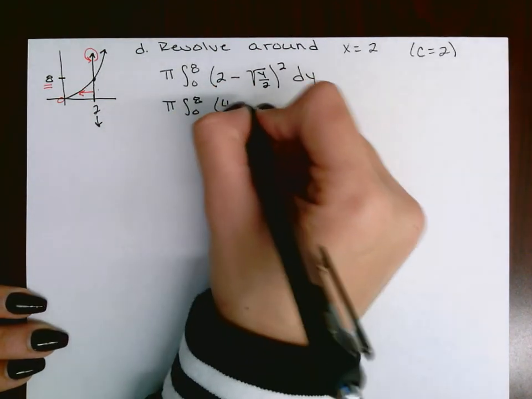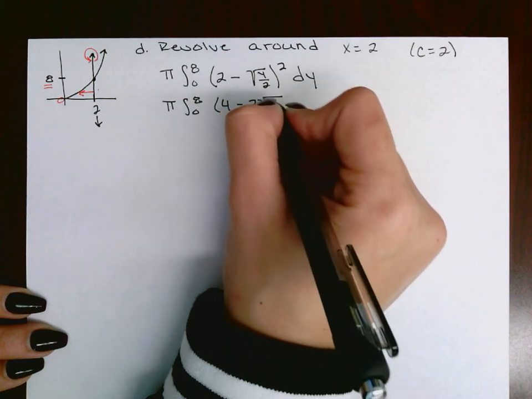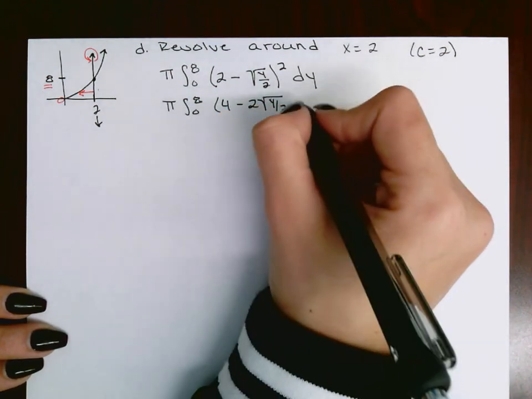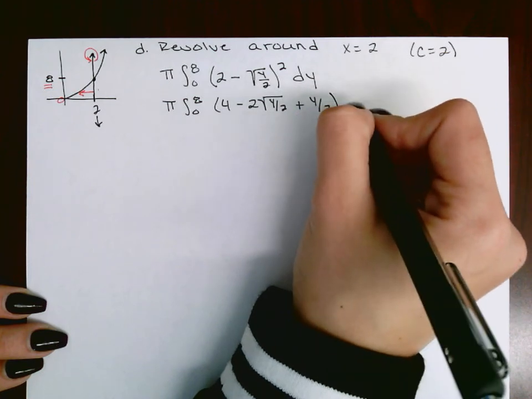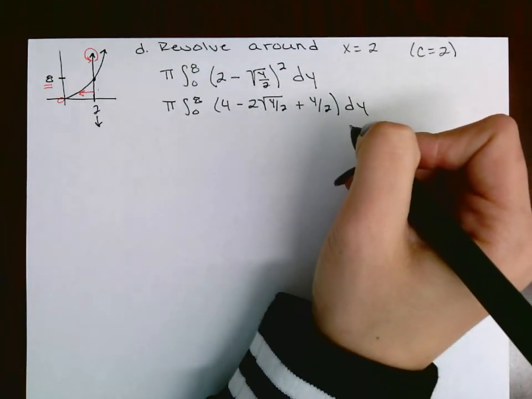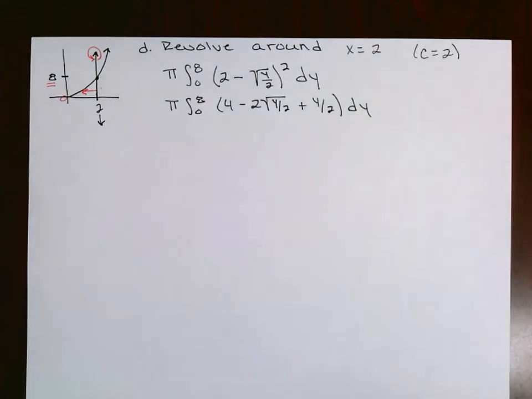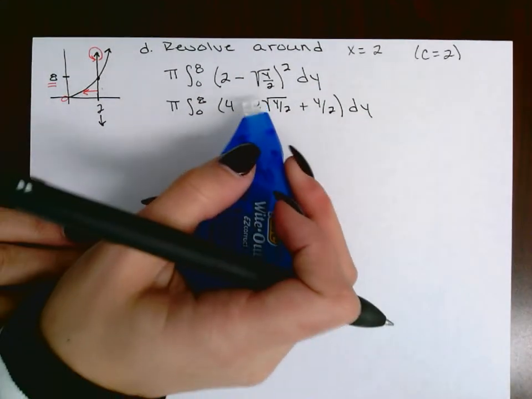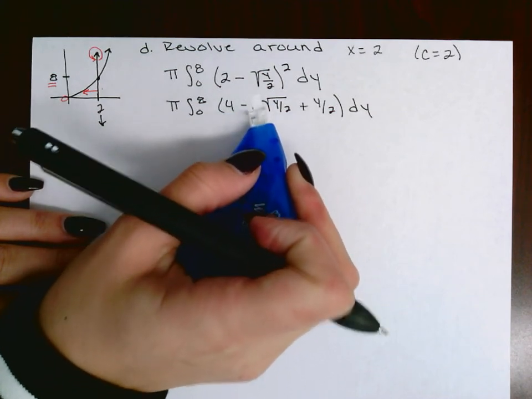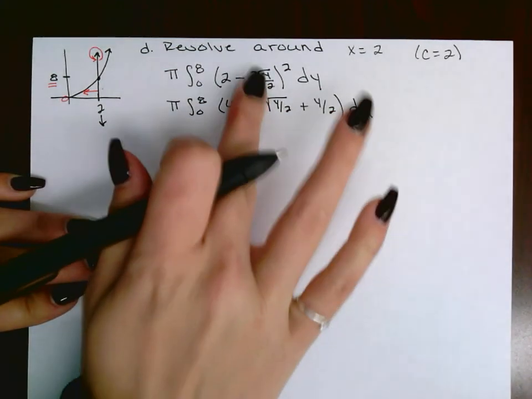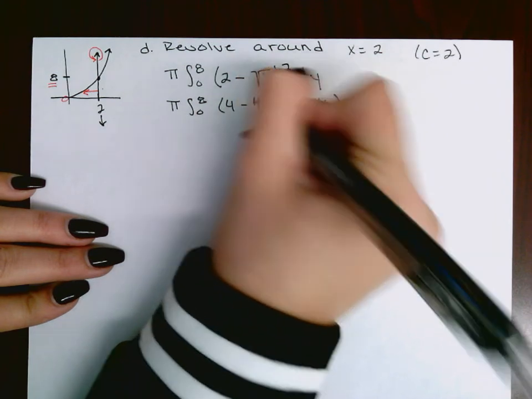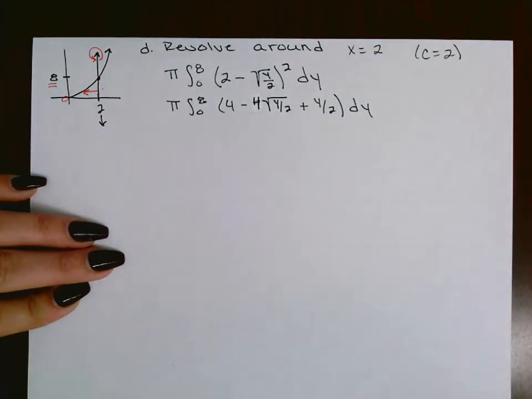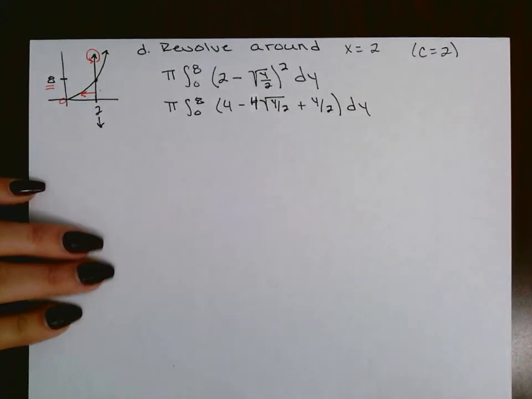I have 4 minus 2 square root of y over 2 plus y over 2, dy. I'm sorry, this isn't a 2, this is a 4. It's minus 2ab, so I have to double the 2.